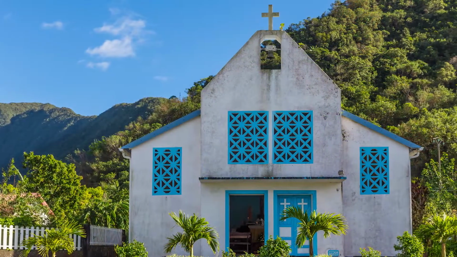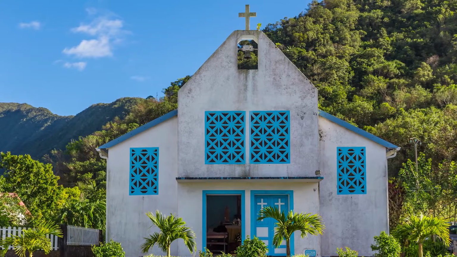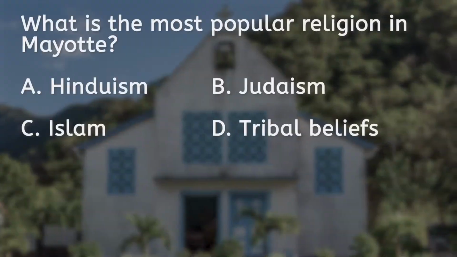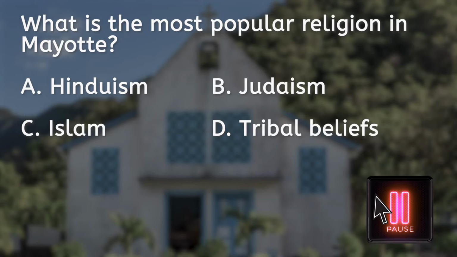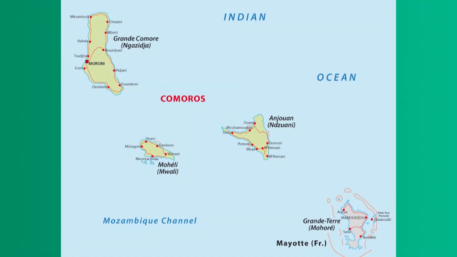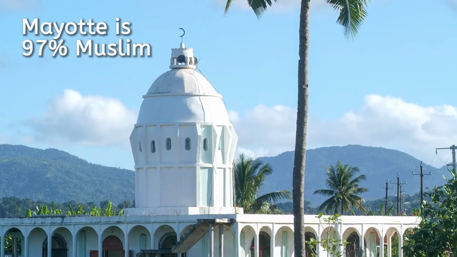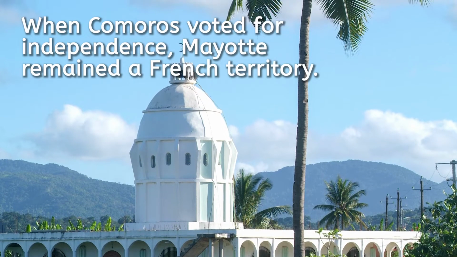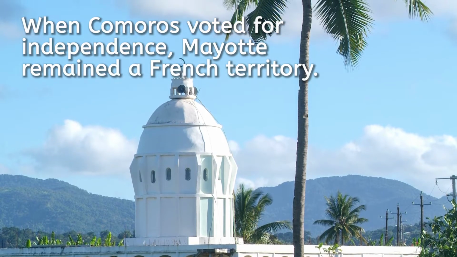The biggest cultural difference between the two is religion. While Réunion, like France, is predominantly Catholic, Mayotte is not. What is the most popular religion in Mayotte? Like the neighboring Comoros Islands, Mayotte is predominantly Muslim, 97% in fact. But when Comoros voted for independence, Mayotte elected to remain a French territory despite the cultural ties to Comoros.